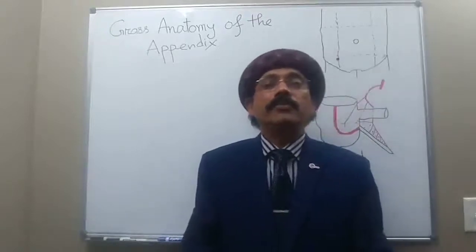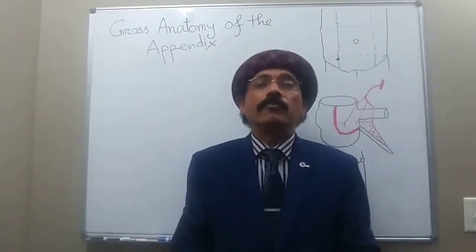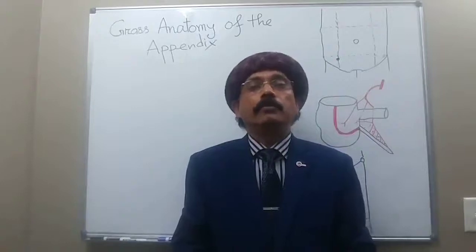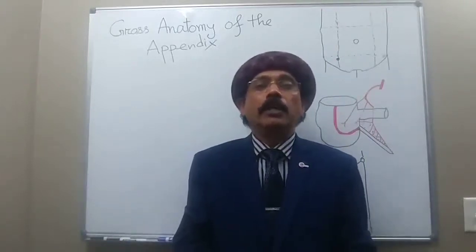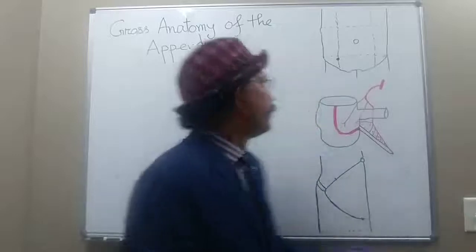Today I will discuss the gross anatomy of the appendix. The appendix is a tubular extension from the cecum. It is about 2 cm below the ileocecal junction.